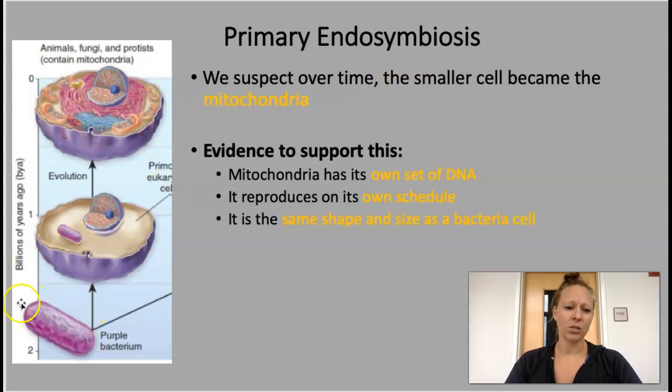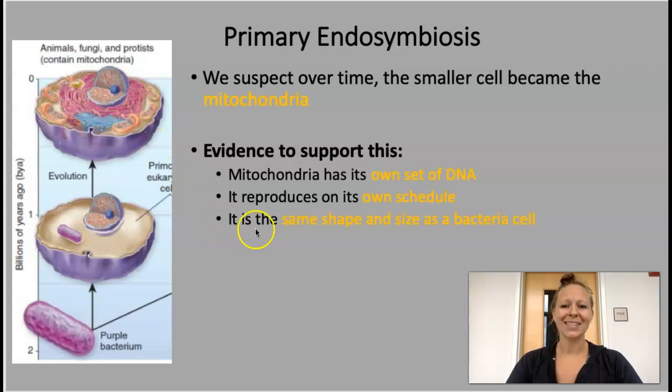Here we have the smaller cell being engulfed by a bigger cell, and then here's today's eukaryotic or complex cell. We can see that there are these mitochondria all around inside of it. Why do we think that the mitochondria was at one point its own living organism? Well, because the mitochondria has its own set of DNA, separate from the cell's DNA that occurs in the nucleus. Not only does it have its own DNA, it has its own schedule. It reproduces on its own schedule, so when the eukaryotic cell is reproducing, that's not necessarily when the mitochondria are reproducing. They go at their own pace, similar to its own organism.